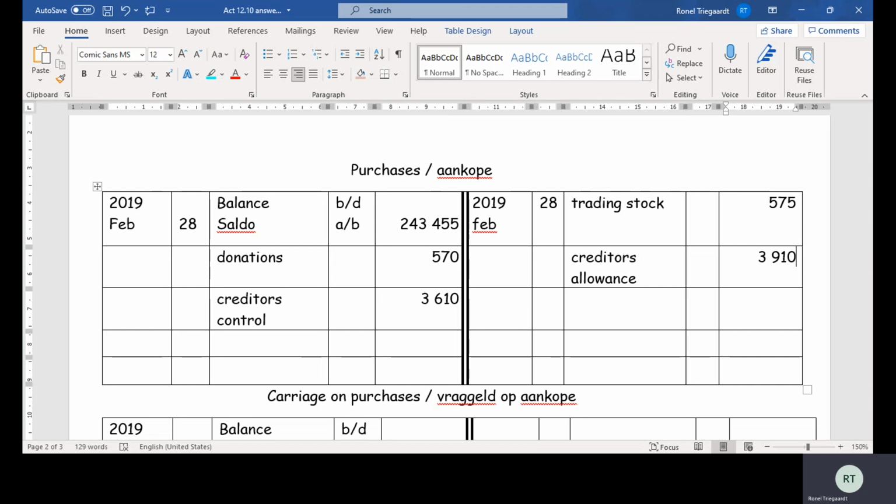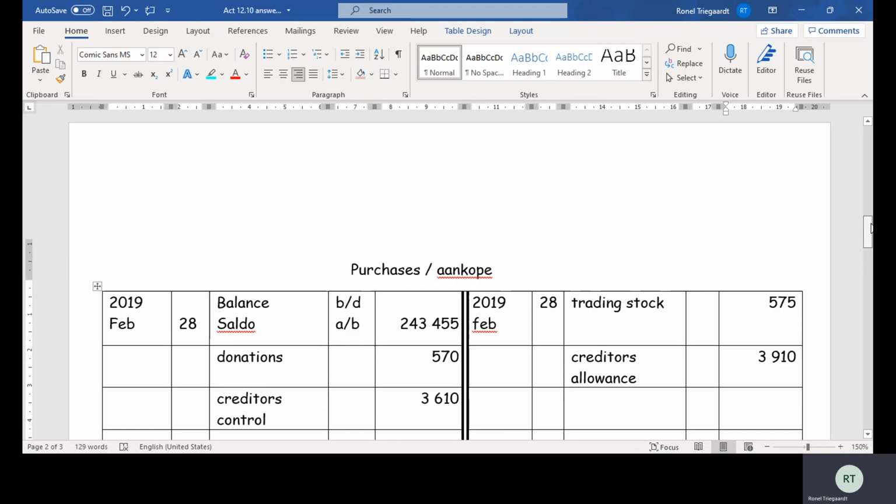Are you fine with this, people? Is there anyone who has a problem? Are you okay? Are you fine? Okay. If there was a balance for creditors allowances, I would have added the 3910 to the balance and then take the whole amount to creditors to purchases. Are you fine with this? Okay.